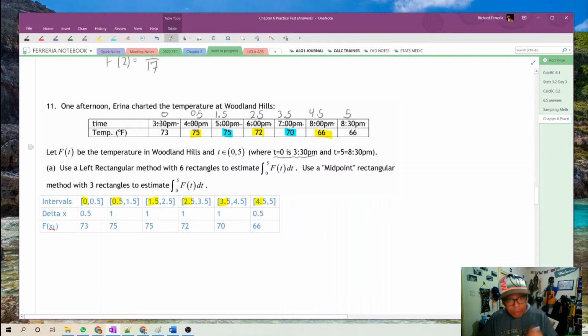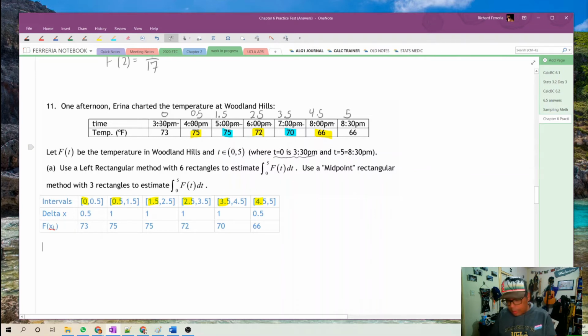Notice that we are not going to use this 66 over here. Every time we use a rectangular method, we actually don't use one of either the left or the right. Okay. Finally, we're ready for the integral.